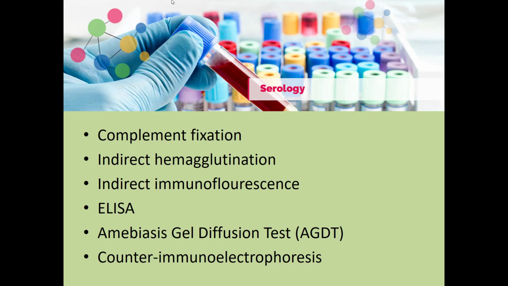Okay, and these are all tests that can be done, but an indirect hemagglutination test has been used extensively in the past because it has a sensitivity of 90%, but this test has largely been replaced by enzyme immunoassays. For example, the enzyme linked immunosorbent assay, where we detect the presence of antibodies against the parasite. These are simple tests, rapidly performed and inexpensive.